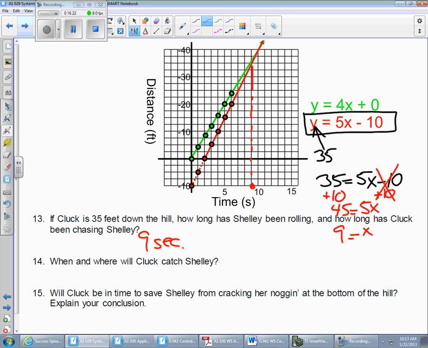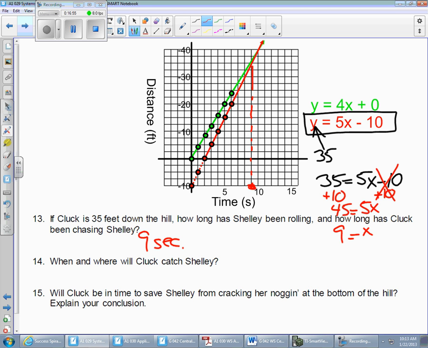Now, a different interesting question would have been, how long has Cluck been running? What would you say if they asked, how long has Cluck been running? Has Cluck been running for 9 seconds? I mean, Shelley's been rolling for 9 seconds. Did Cluck run for 9 seconds? Have a look at the graph. What do you think? It's not a trick. Just read the graph. How long has Cluck been running?